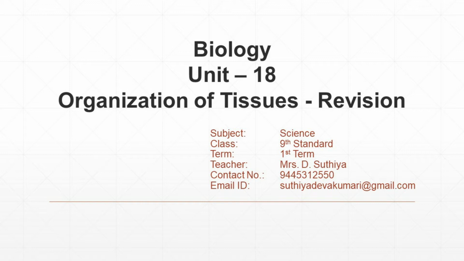Today we are going to revise Unit 18, Organization of Tissues. Under this lesson, we are going to learn about plant tissue, animal tissue and cell division. Already you learned the lesson. Today we are revising the whole lesson and few additional questions are also given to you for learning.